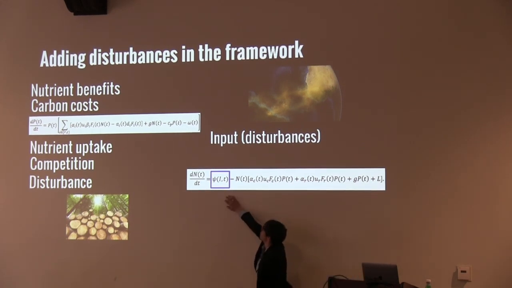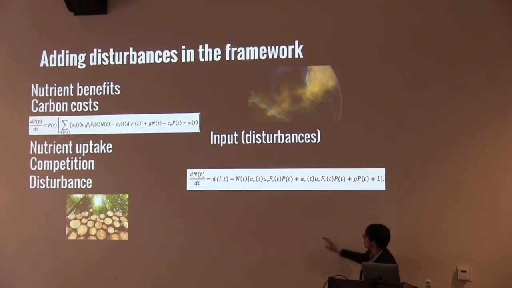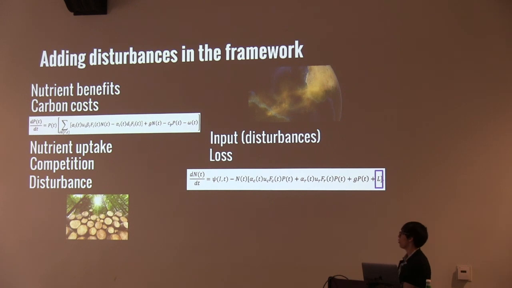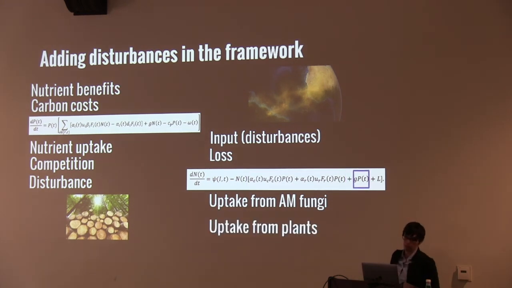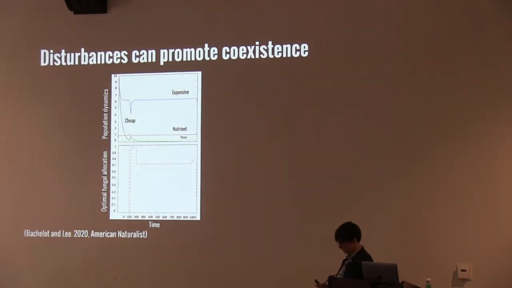Any kind of periodic disturbance that would do that. And then there's a bunch of things that happen in the nutrient dynamics that represent the loss at different levels. So you've got the loss by leaching, or some uptake from the fungi, or the uptake from the plant. So this is our new model. It's very similar, just with a little addition of disturbance. And we repeated the same type of analysis.